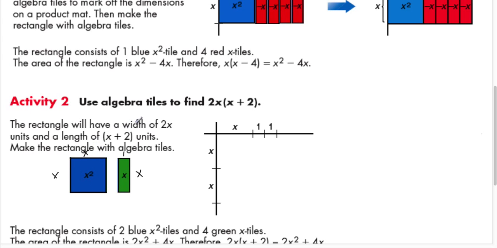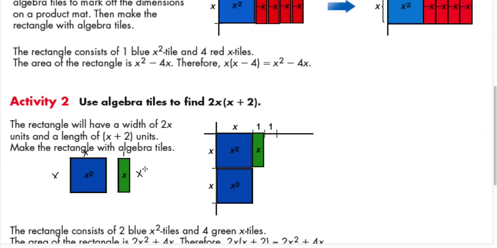So 2x means two x's. Put that on the vertical column. In the horizontal column will be x plus 2, x plus 2 unit tiles, and we simply start multiplying them. x times x will give you an x squared tile, and x times x again will give you an x squared tile right there. And x times 1 will give you an x tile. Let me line this up first. There you go.